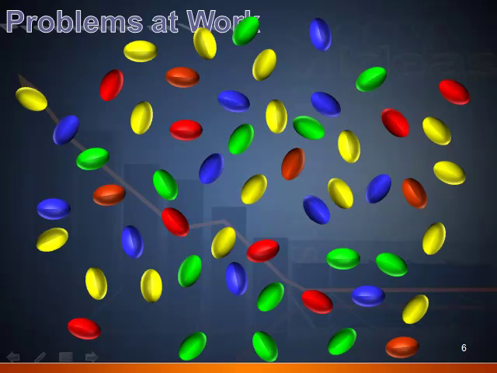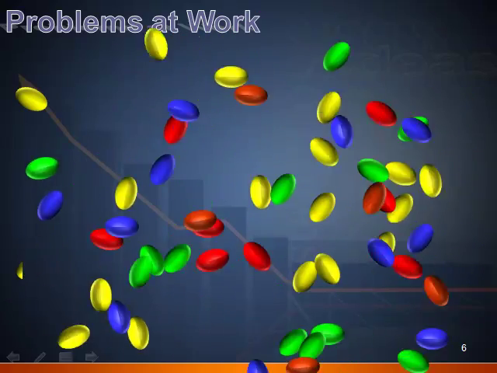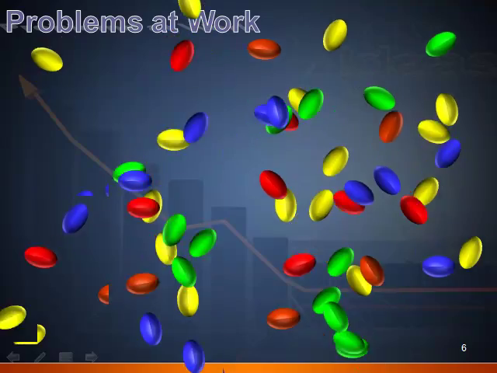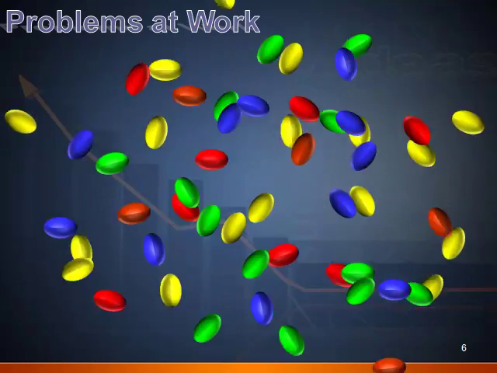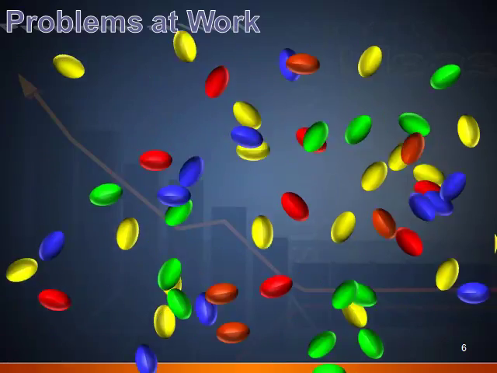Let's pretend that each different color candy is a different problem that you face in your job, and these represent 1 week's worth of problems. Our days are so rushed that it can be quite confusing to make any sense out of our problems. Sometimes it's hard to know just where to start.